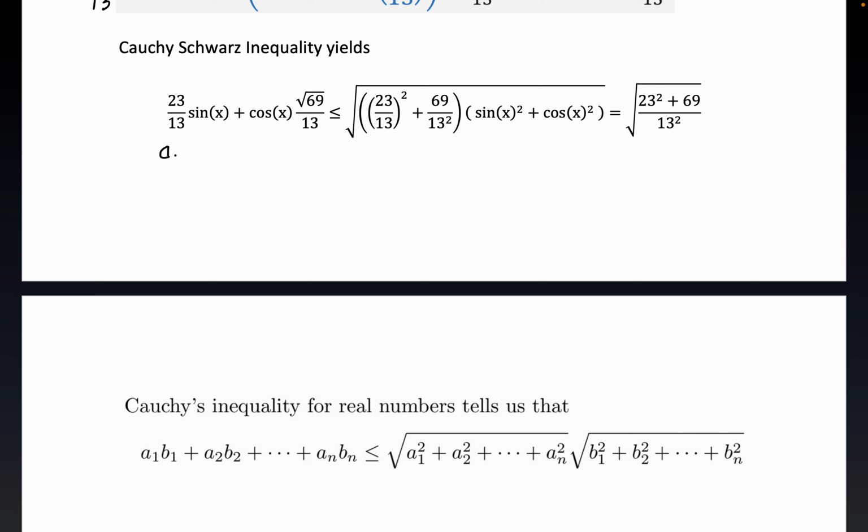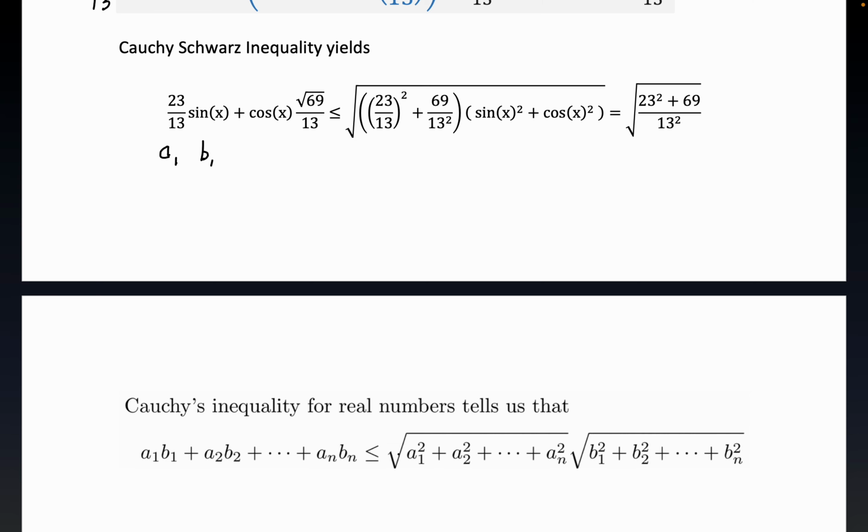So a sub 1 would be this guy right here. B sub 1 would be sine x. B sub 1 is a function, but it evaluates to a real number, right? And of course, this would be a sub 2, b sub 2. And you can see what I've done, folks, is just directly use this result. The proof of this is kind of interesting, and it's a very famous inequality. It works for any real numbers.